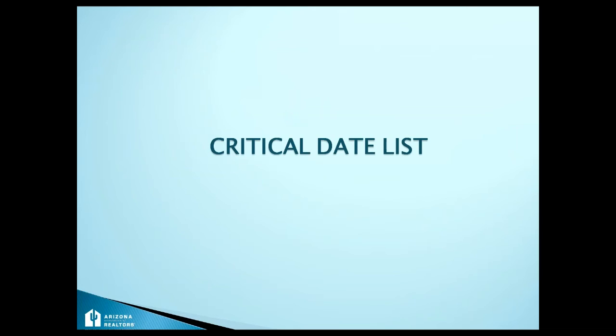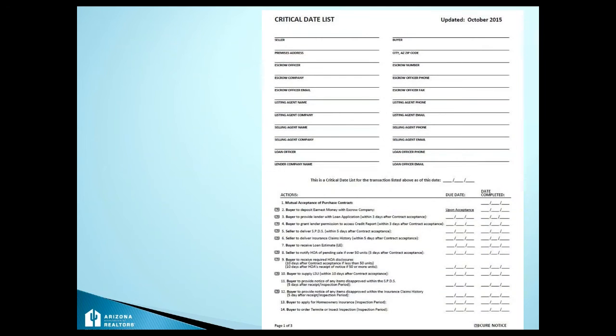So that's kind of the highlights of where we are with the purchase contract and the changes to the purchase contract. Next, we get into the critical date list. And again, I look to this to be kind of an escrow checklist going forward. Let's get the people's names on here. Let's plug it out. Let's do the title company, the contact names, et cetera, et cetera.